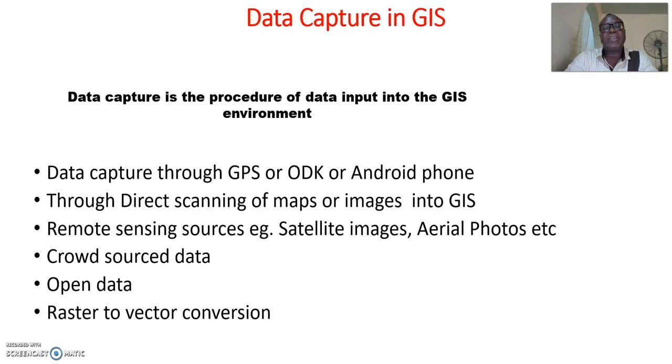So we can get data into the GIS environment through our GPS, global positioning systems, and a receiver, either dual frequency GPS or single frequency GPS. The difference is that they have different levels of accuracy. And then you can use ODK or your Android phone. There are so many programs in the Android phone that you can use to access your data. An example is My Coordinate.